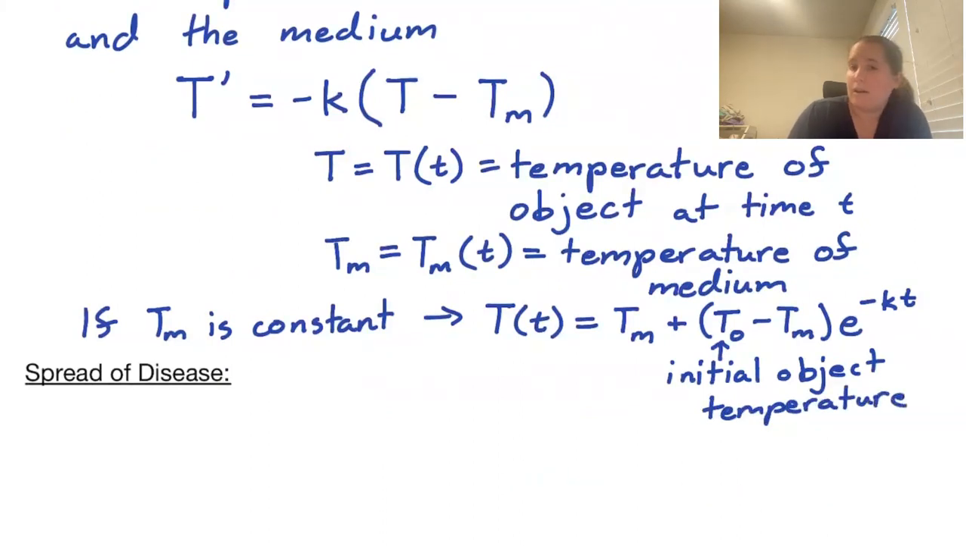Again, we will learn in chapter 2 how to come up with this solution, not just be told this is what it is. And you can also do this with a more complicated situation where the temperature of the medium does change as the object changes, simply because the total heat has to remain constant.